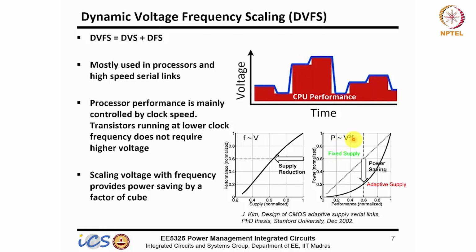And here you see V squared F. If you change only V, the reduction is smaller compared to if you change V squared F, which is CV squared F; that is much higher. So adaptively you can change the supply based on the performance. When your performance is very low, you get a cubic advantage here. That's why this term is more like non-linear.